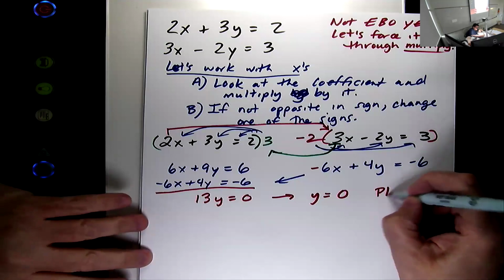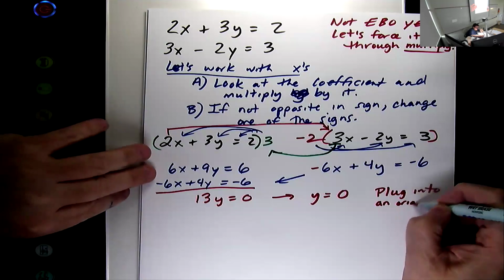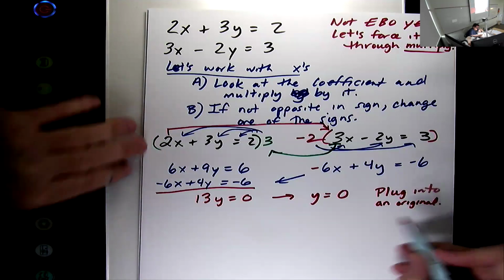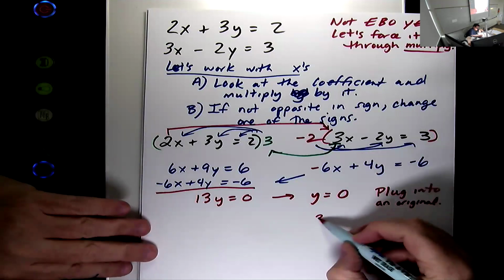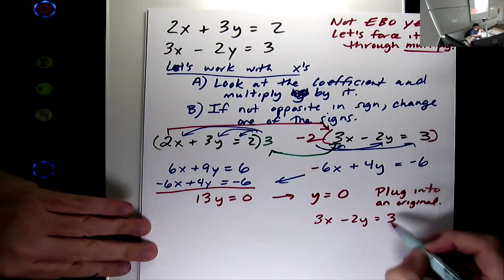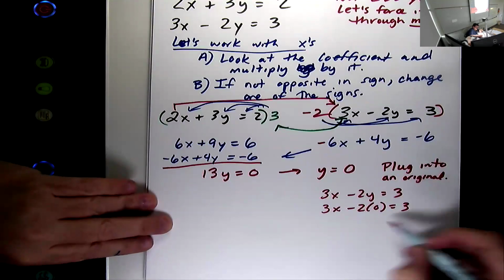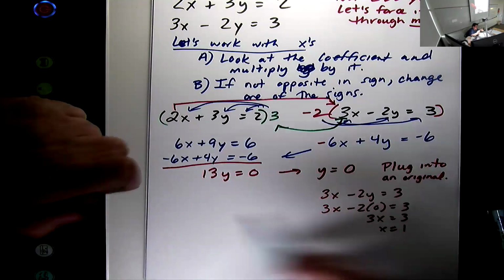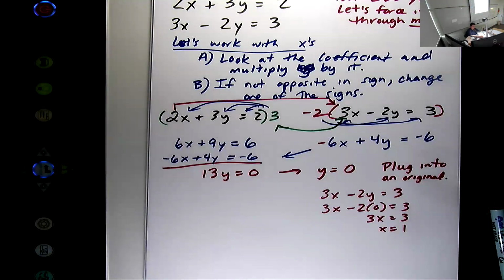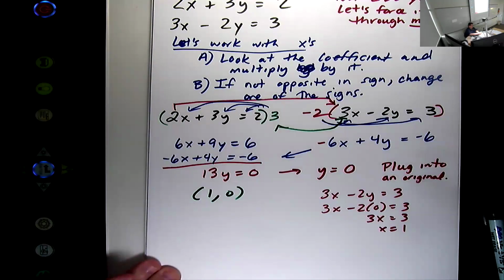Now plug into an original. Do not use one of our modified equations. Go all the way back to an original. I'll go to 3x minus 2y. 3x minus 2 times 0 equals 3. So 3x equals 3, x equals 1. Our solution is (1, 0), but we need to verify.